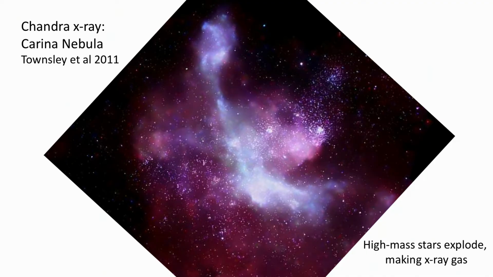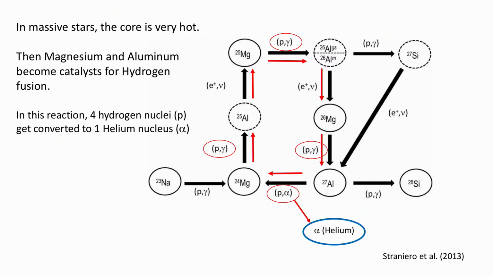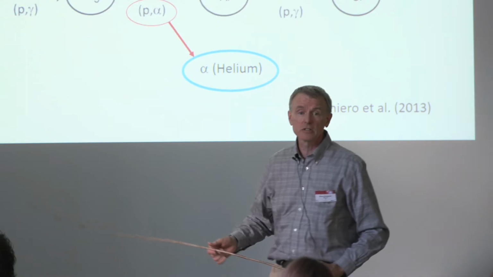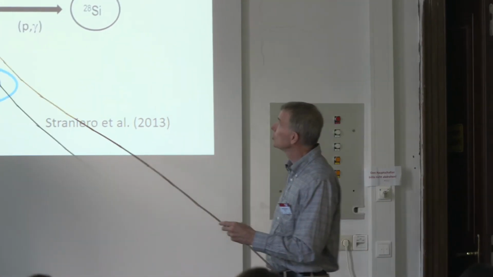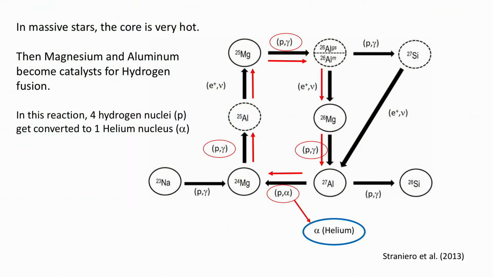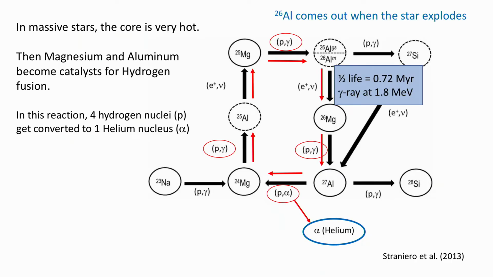Why is that important? Because a supernova comes from massive stars, and massive stars have not only a CNO cycle, but they have a magnesium-aluminum cycle for fusion. We take 4 hydrogens into a helium because of the catalysis of aluminum-magnesium going around like this. Well, this leg of it makes aluminum-26, which is radioactive with a 0.7 million year lifetime. It decays to magnesium-26 excited state, which then relaxes, giving off a gamma ray at 1.8 MeV.